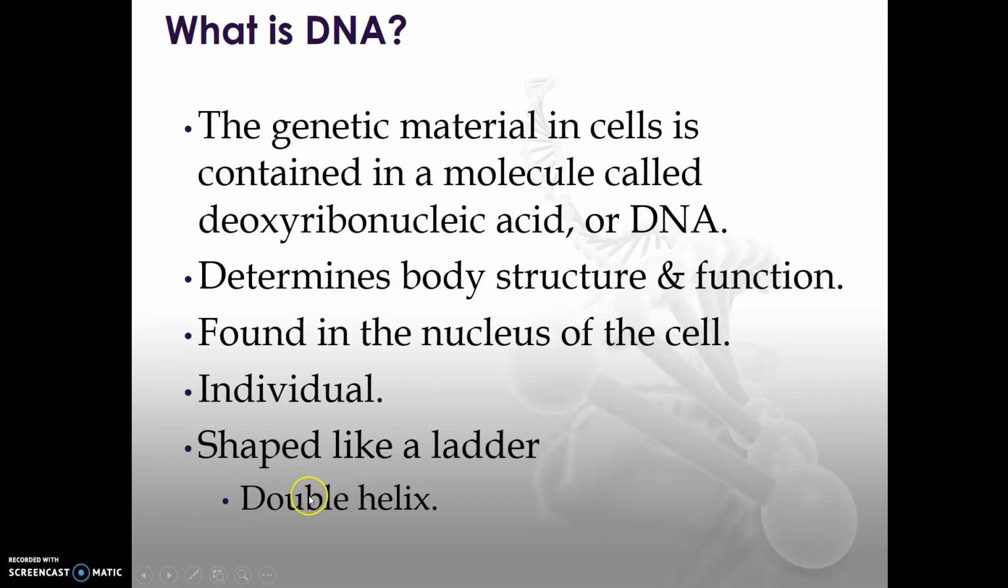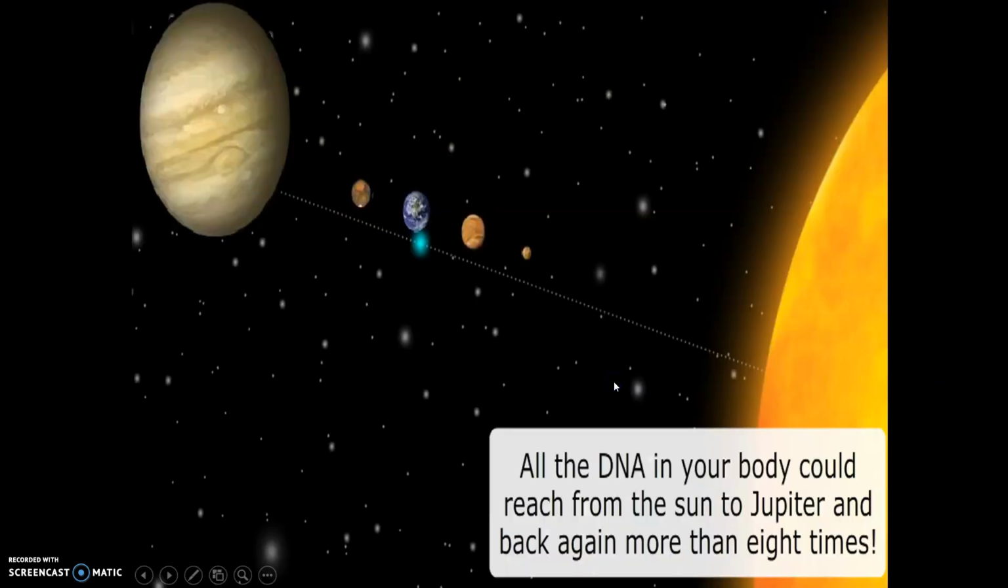It's shaped like a ladder. It's a double helix. So we've got this ladder, but not only is it a ladder, it's a double helix. So you've got these bases that run down each side and it's twisted. Think about something that compacts, like a spring or a slinky, how it compacts. You could stretch it out to be quite long, but it also comes together really small. So that would be your DNA. In fact, you have so much DNA that all the DNA in your body could reach from the sun to Jupiter and back again more than 8 times. So your DNA is compacted quite a lot in your cells.